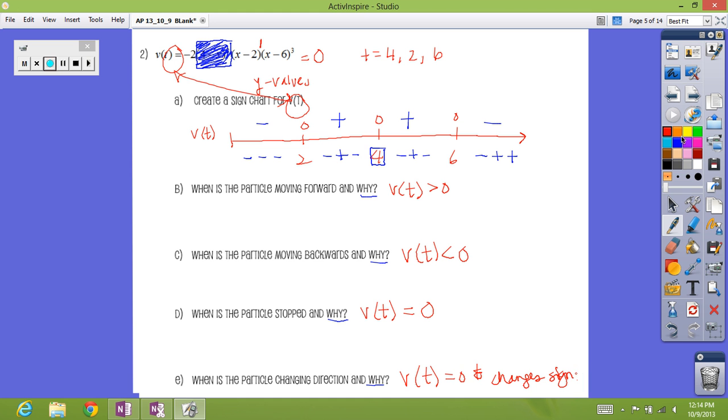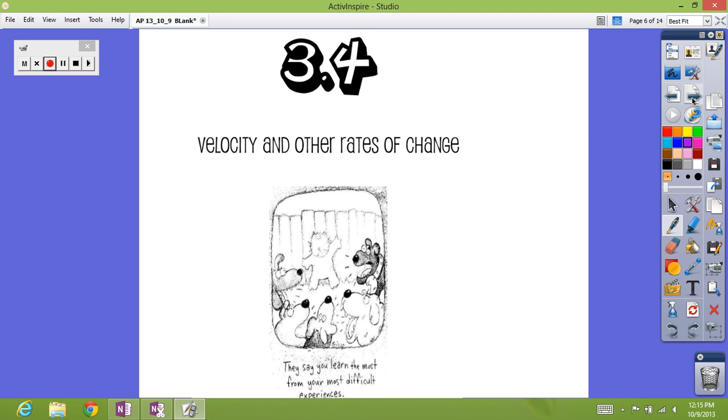Alright, so forward would be 2 until 4, and then union with 4 until 6. Oh, and then backwards would be 0 until 2, union with 6 to infinity. It stopped at time equal to 2, 4, and 6. And it changes direction only at times equal to 2 and 6, not at 4 because it went positive, positive.